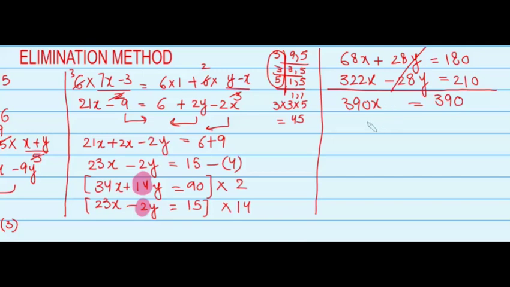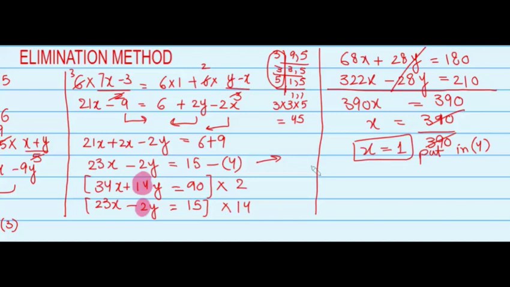Now dividing both sides by 390, so we get x is equal to 1. So this is the value of x now. Now we can find the value of y by putting this x value in any equation. I'm just putting in, say, the fourth, right? This 4 can be seen here. Okay, so this is the fourth equation, this one.